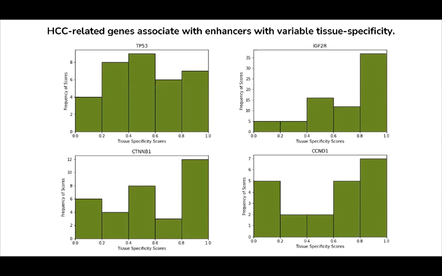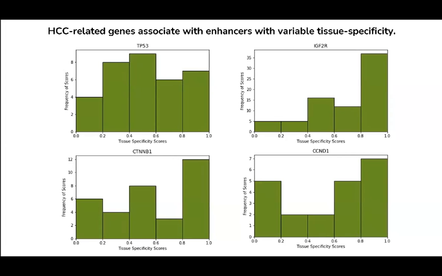For IGF2R, that may be because it is a tumor suppressor gene, and the rest of the genes are associated with the cell cycle or oncogenic pathways. But that one is specifically a tumor suppressor gene, which may explain why we're getting this data.